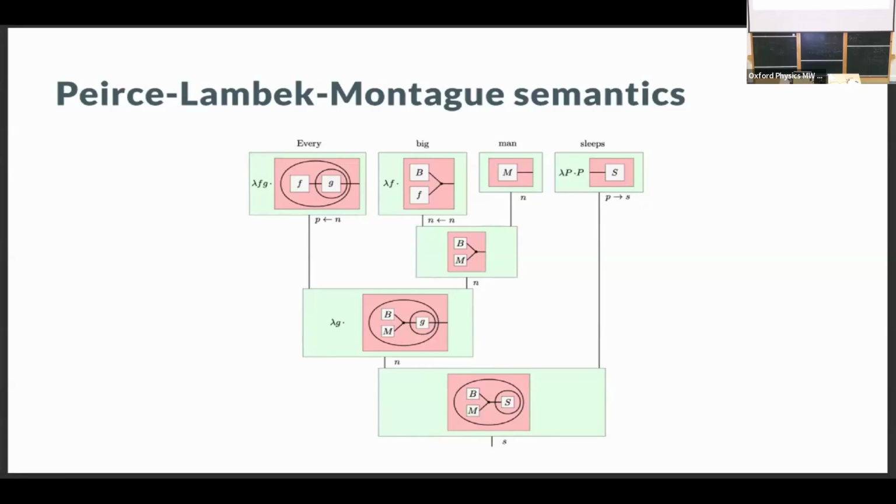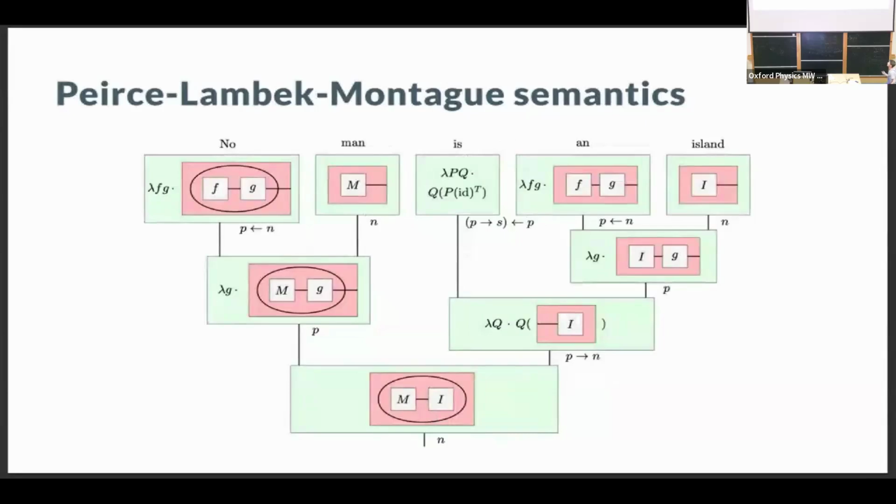And this every, I guess, is where the magic happens, is you take a noun and a noun phrase, and you return this nested bubble, which means that not f and not g. So the implication of f implies g. Plug the whole thing together, and you get not there exists an x, such that b of x, m of x, and not s of x. So every big man sleeps.